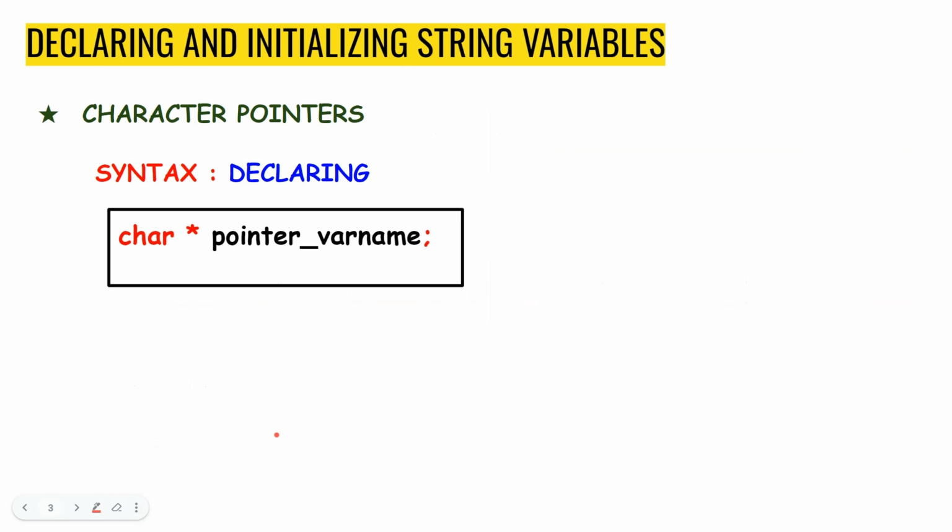A string data type is not separately available. Strings can be represented by character pointers and character arrays. First we will see the syntax of how to represent a string using character pointers.